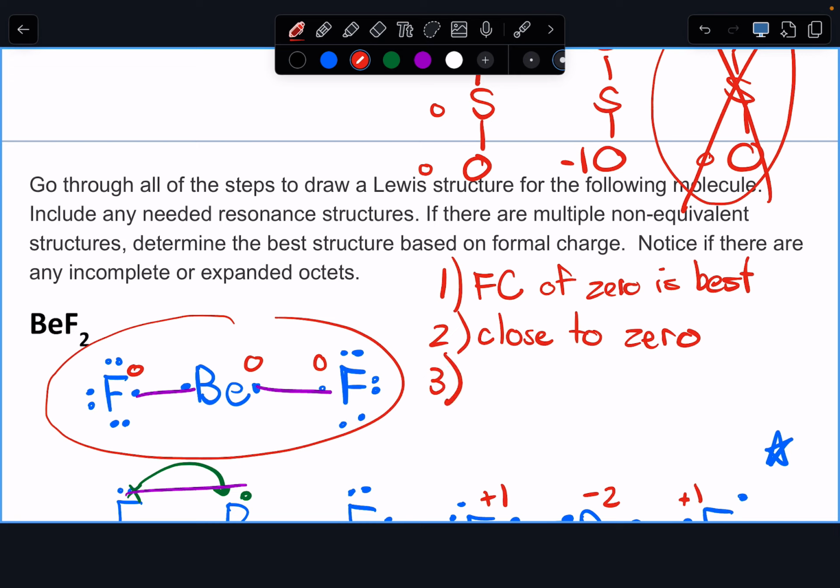And then the final rule is if you have to have charge, formal charge, put the negative on the more electronegative atom. So we are going to go through sulfate, which is my favorite example to exemplify all of these things. Even though we've kind of talked about them individually, we're going to put it all together with sulfate.